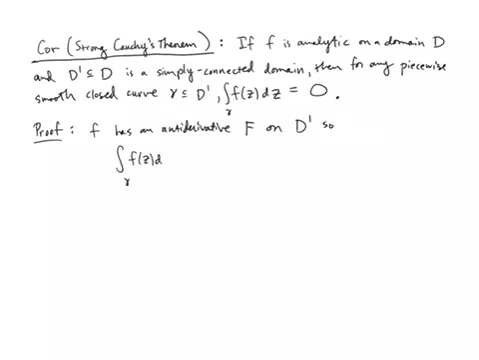So since g is continuous at z naught, letting epsilon equal the absolute value of g of z naught over 2, we can find delta greater than 0 such that when z is close to z naught by delta, then g of z and g of z naught are close together by the absolute value of g of z naught over 2.